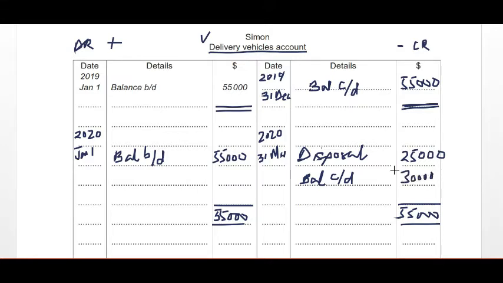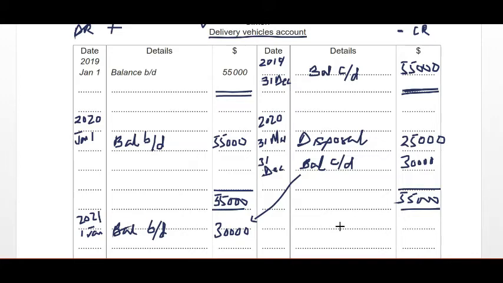Now dates are important when you are doing these questions. So the date over here will be 31st December, because this is happening at the last date. And to show balance CD as balance BD, you simply show this down on 1st January 2021 as balance BD. So now the new balance in the delivery vehicle account is only 30,000, because we only have one machine. So this is simply your delivery vehicle account.